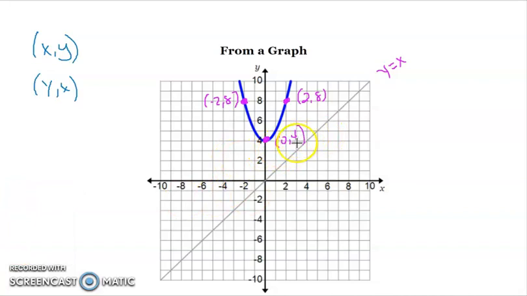Now again, 0 comma 4, when we invert that, shows up as 4 comma 0. 2 comma 8 becomes 8 comma 2. Negative 2 comma 8 becomes 8 comma negative 2. So what do you notice? This curve is now going to be sideways, and it's going to look something like that. Notice the blue and the orange are a reflection across the line y equals x. That's why I had it there.